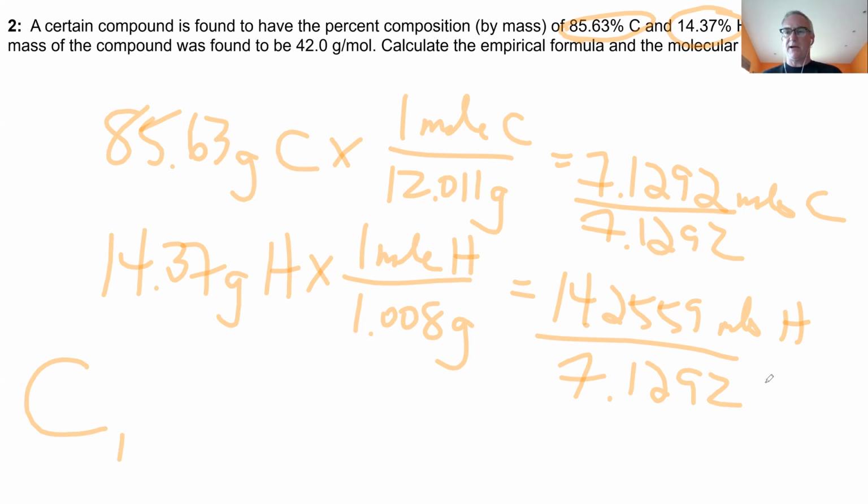And gee, how many hydrogen? 2. Yeah. So when we write a formula, remember we don't put a 1 after the element. So what we would do is just take out the 1. So it would just be CH2, the empirical formula.